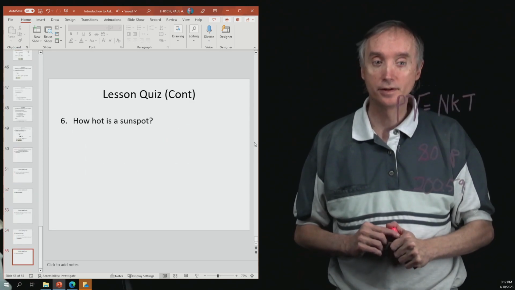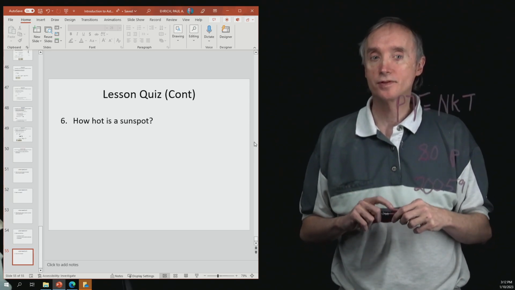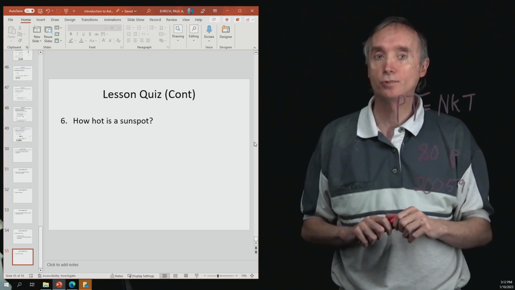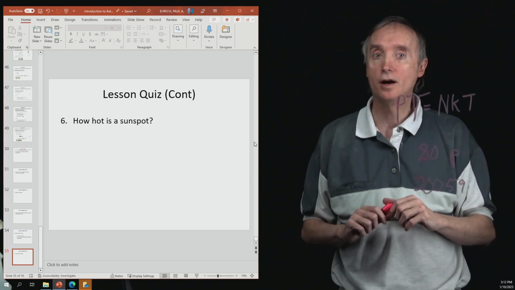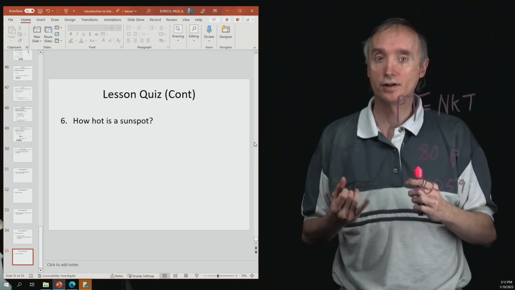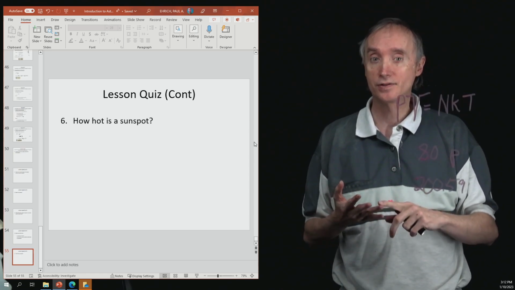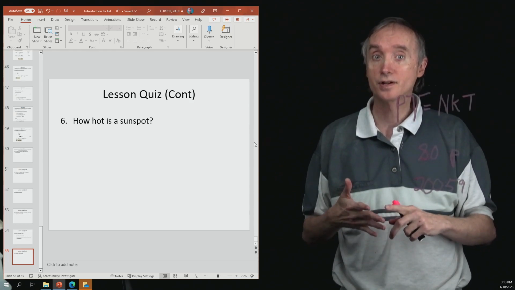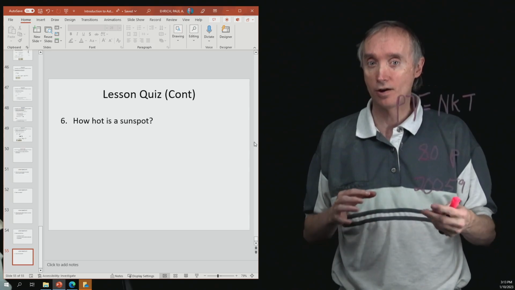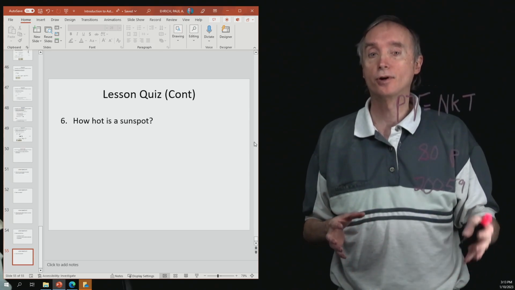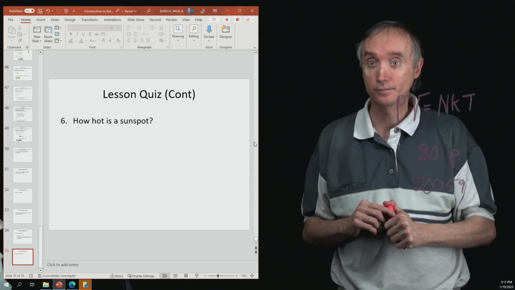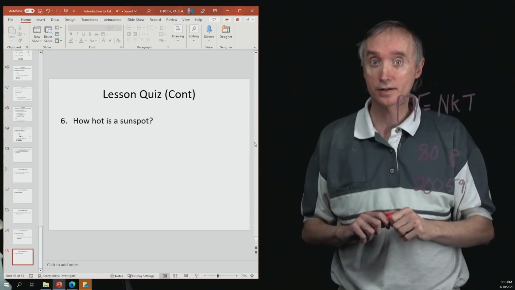Well, that's it. So we're finished now with this lesson on the sun. In our next lesson, we're going to talk about properties of stars in general. So we're going to be interested in a star's brightness, its temperature, its color, its mass, and then eventually we're going to take all of that information and we're going to put it onto a sheet called the Hertzsprung-Russell diagram.